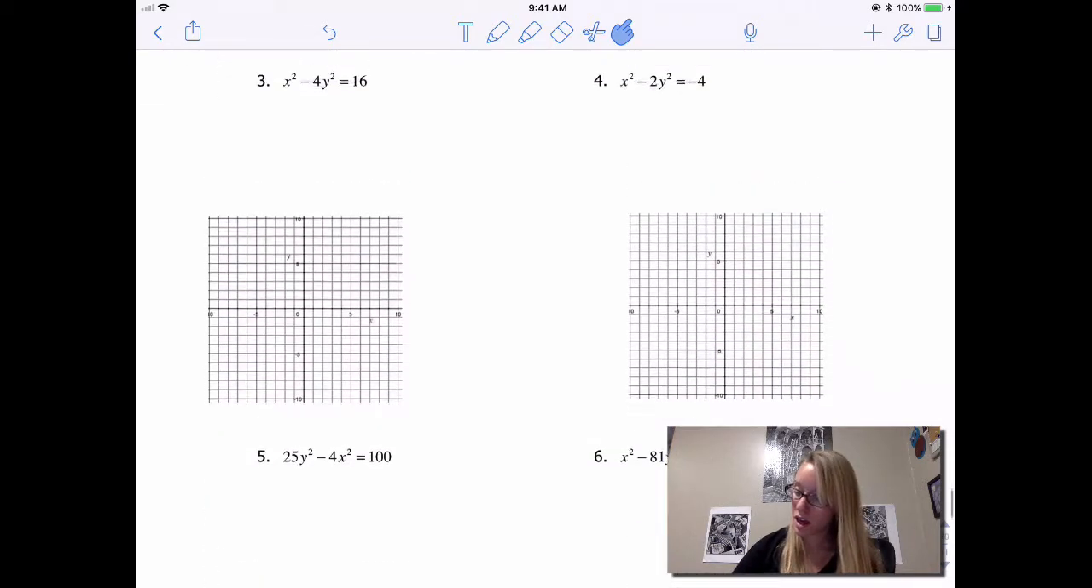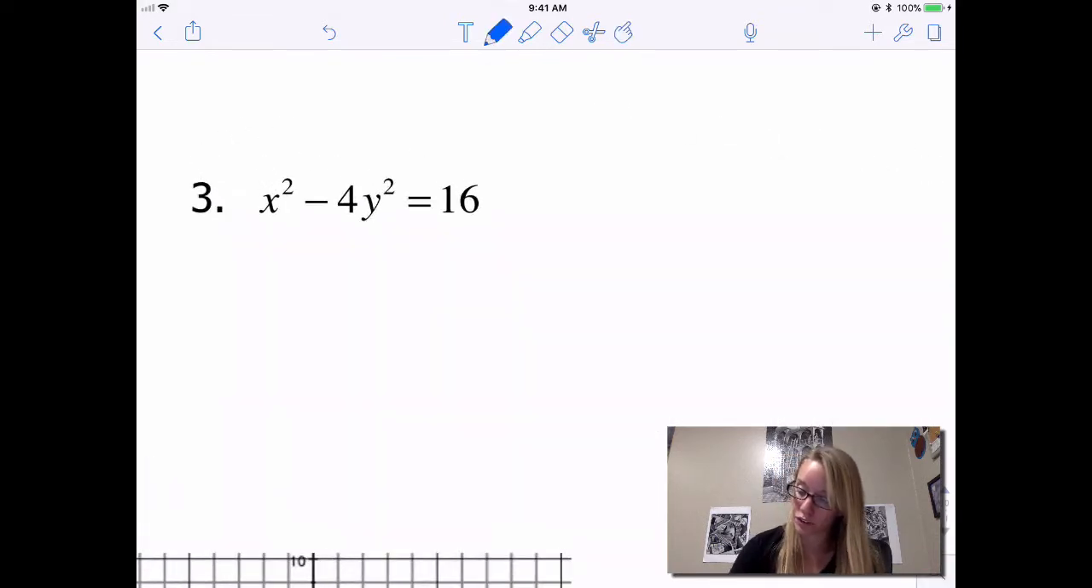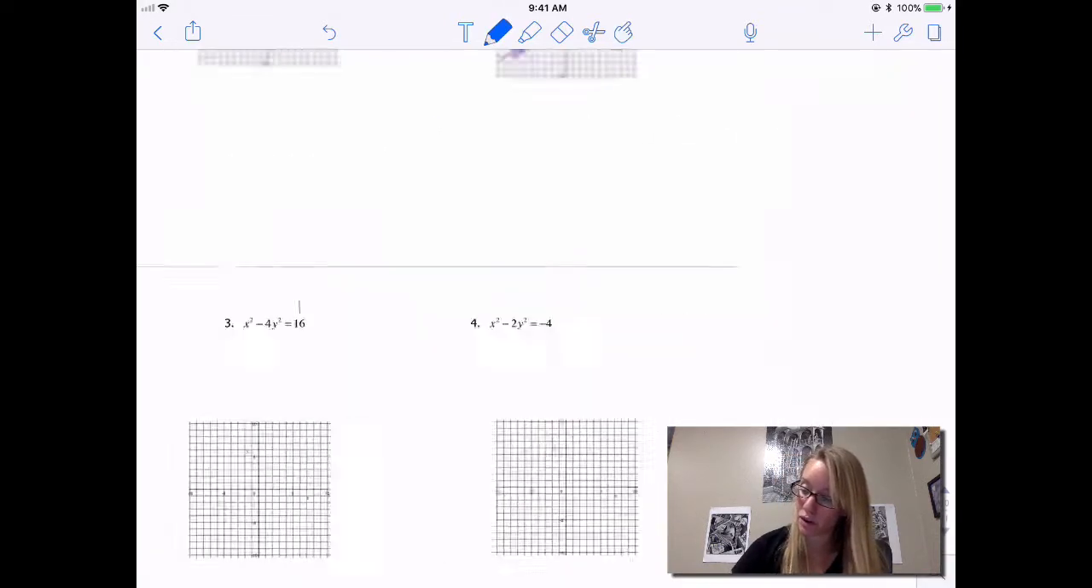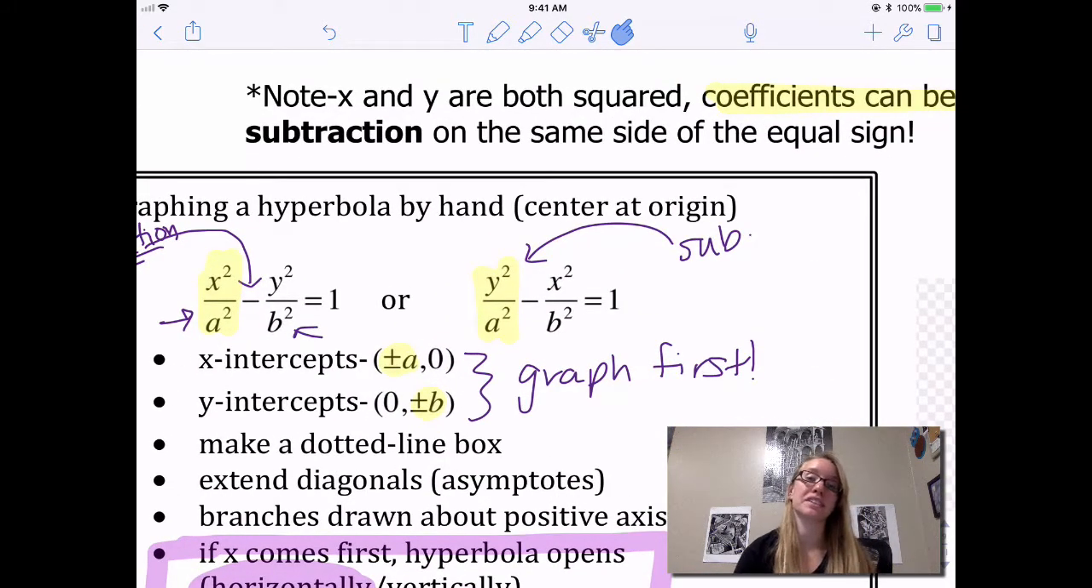And just like last time, now we're going to see some problems where I don't have a 1 on the right side here. I want that 1 because it's only in that form that I have all of these nice properties. So if I want to do that, I need to do some algebra.